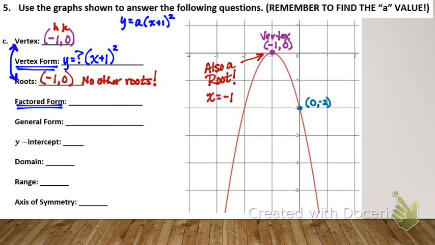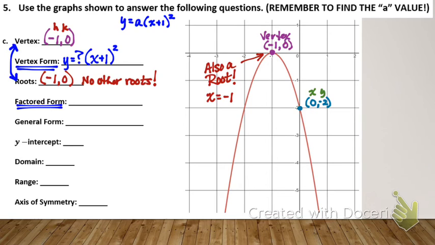Because in an ordered pair, which piece always comes first? The x. That tells me from the origin how far left or right I moved. From right here, we didn't go left or right at all to get to that point. We just went down 2. All right, so I'm going to substitute in here.